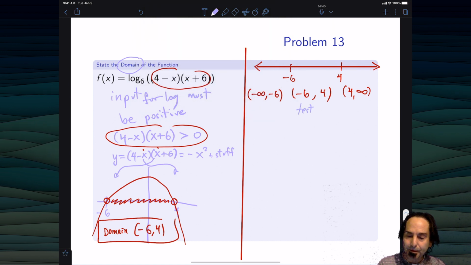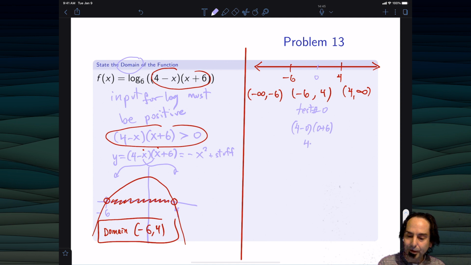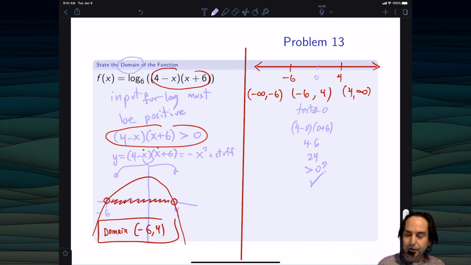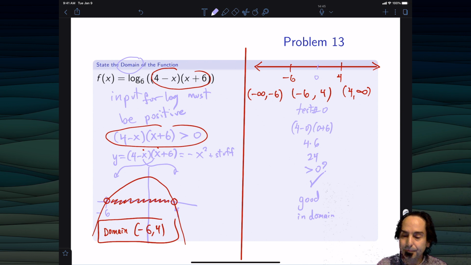For example, the test number 0 works really well in this interval because 0 is right there. And so we want to look at 4 minus 0 times 0 plus 6. And that's 4 times 6, that's 24. Is that bigger than 0? Yes. So this interval is good. By that I mean it's in the domain. X values there will be completely in the domain.